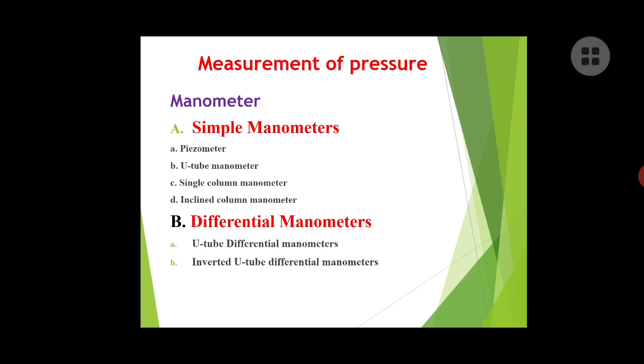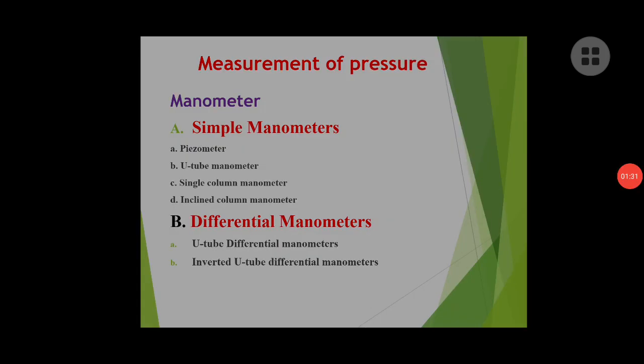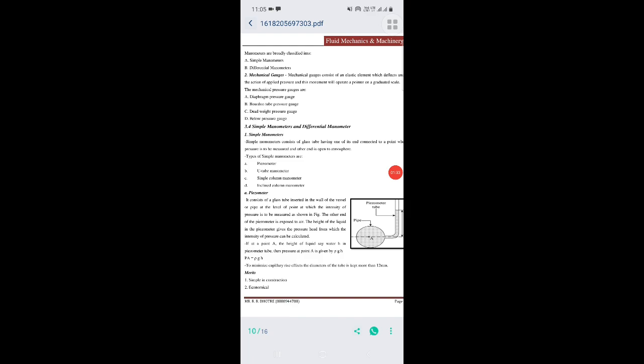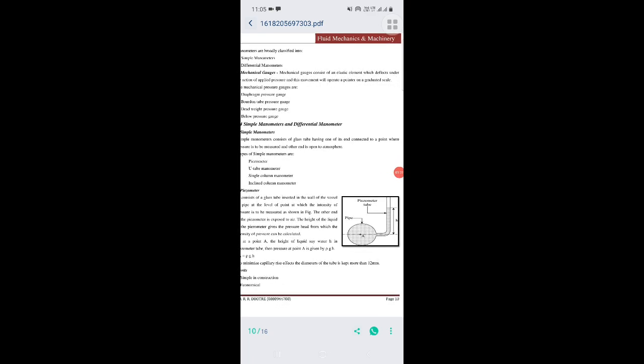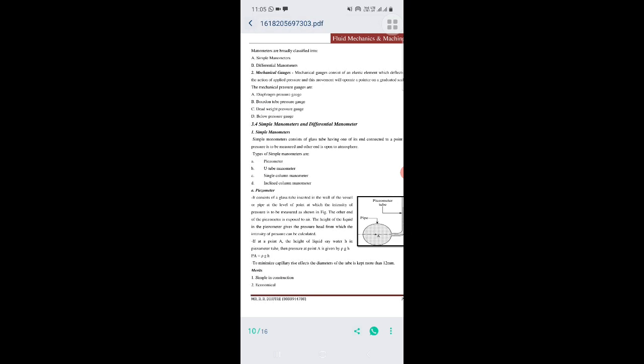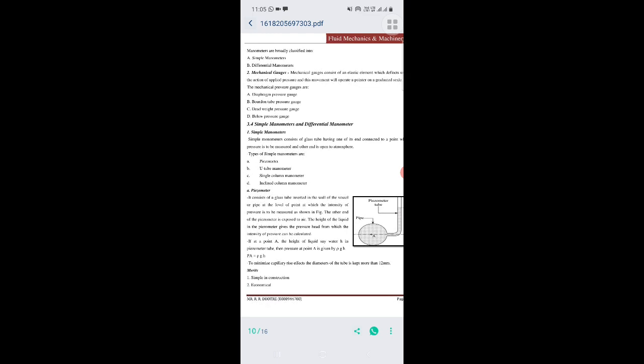So let's see the piezometer. What is a piezometer? The figure shows a piezometer. It consists of one section connected to the pipe and another free to atmosphere. It consists of a glass tube which is inserted in the wall of the vessel, at the point where the intensity of pressure is measured, that is, the pipe whose pressure is measured.